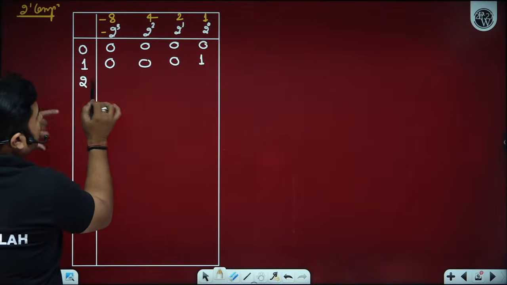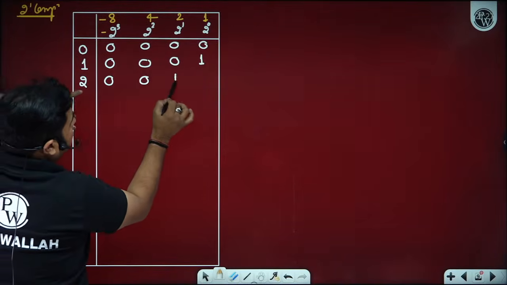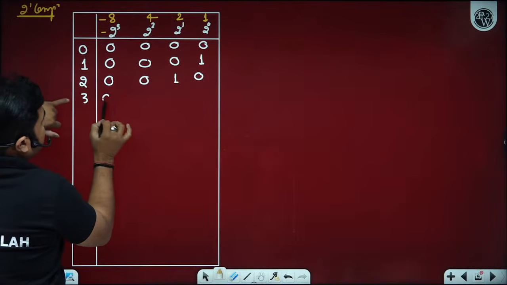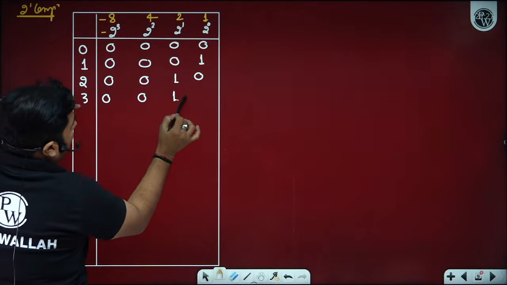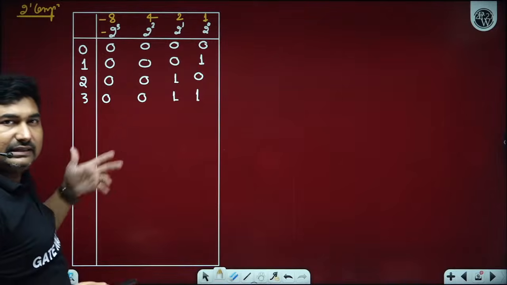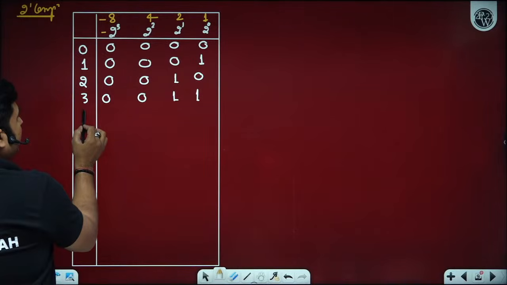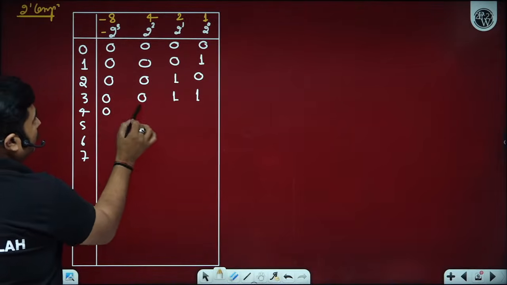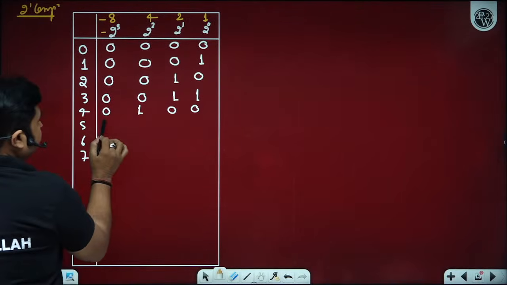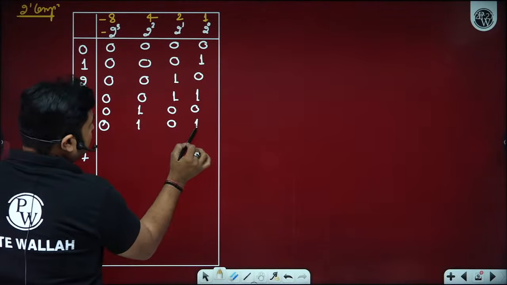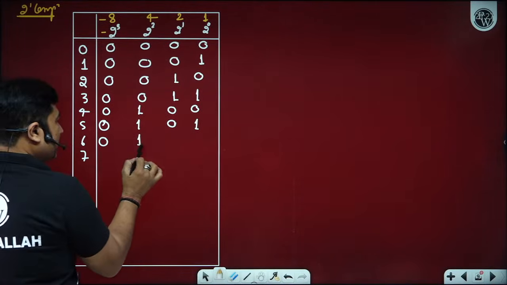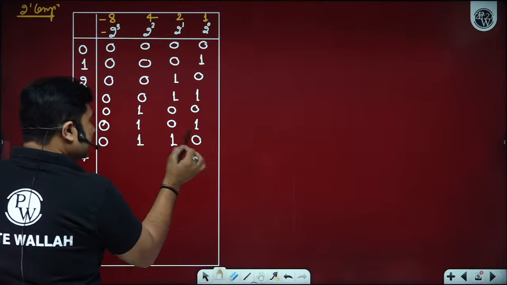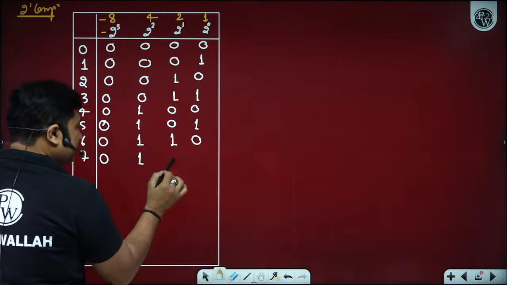Can you write 2? Yes, sir. 0, 0, 1, 0. Can you write 3? Yes, sir. 0, 0, 1, 1. So positive numbers are written the same way. In the same way, we can write 4, 5, 6, and 7. So positive numbers in 2's complement are represented in the same way as we have studied so far. Is it okay?